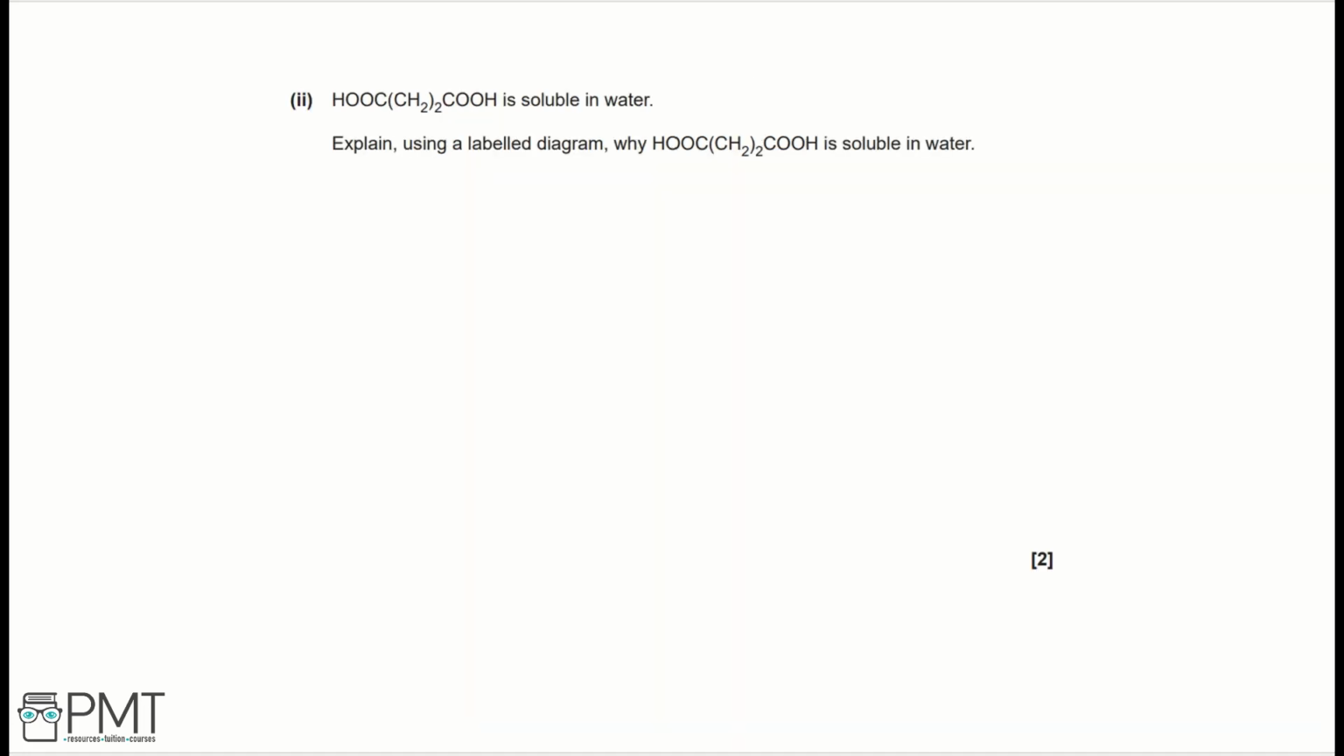Part 2. HOOCCH2(CH2)2COOH is soluble in water. Explain using a labelled diagram why HOOCCH2(CH2)2COOH is soluble in water. So to answer this question, let's start by drawing out our carboxylic acid, or our dicarboxylic acid. So drawing this out, we have our double bond oxygen, our OH group, then we have our CH2 brackets 2, and then our carbon double bond oxygen and our OH.